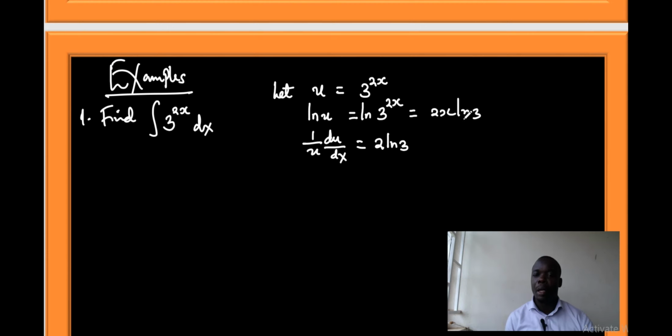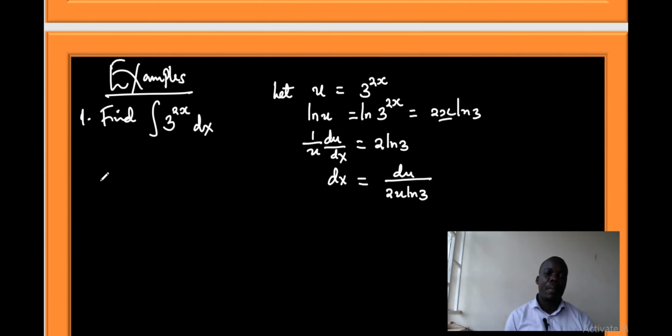So when you differentiate it, you get 2 ln 3. How does that come about? The 2 ln 3 is a constant, so you differentiate x with respect to x, which is 1. So 1 times 2 ln 3, you get 2 ln 3. Make dx the subject. dx will definitely be du out of 2, I can attach it to u, then ln 3.